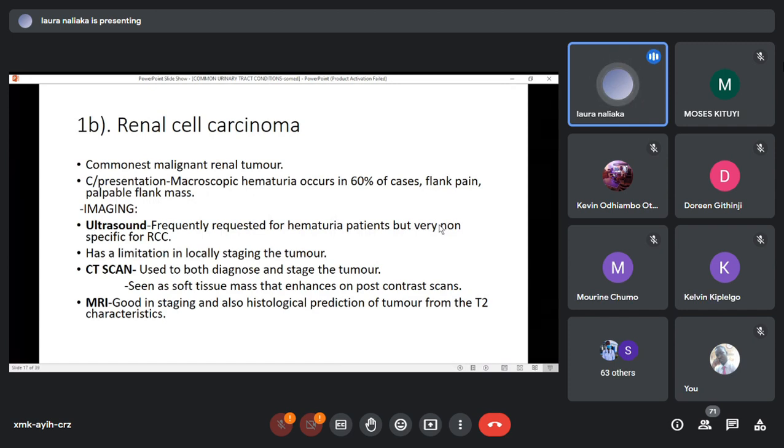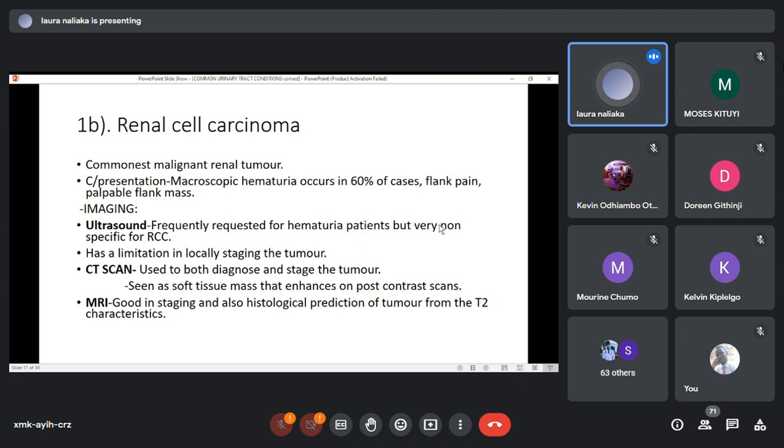Imaging: ultrasound is frequently requested as the initial modality for patients presenting with hematuria, but it's very nonspecific for renal cell carcinoma because it has a limitation in locally staging the tumor. CT scan, contrast enhanced, remember.